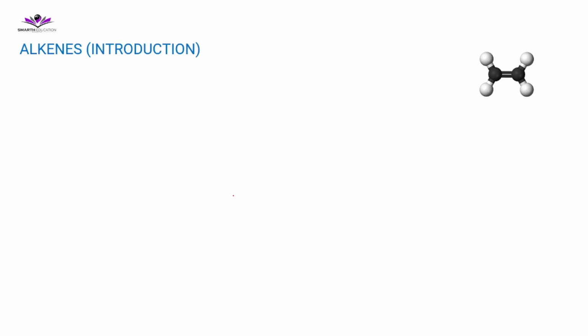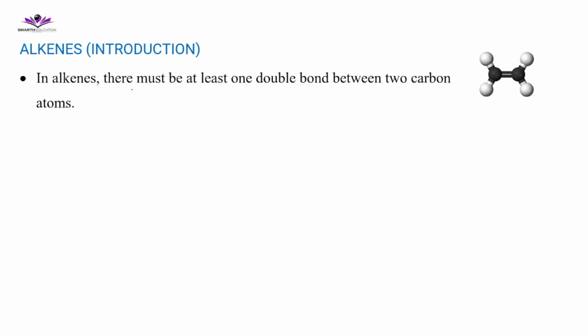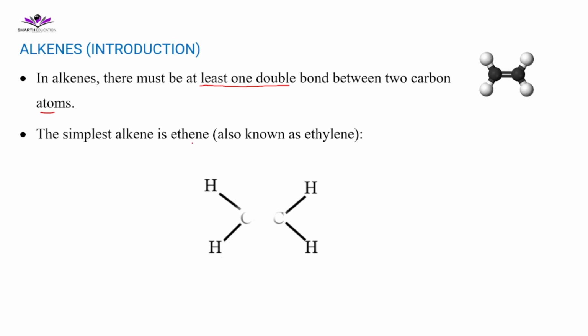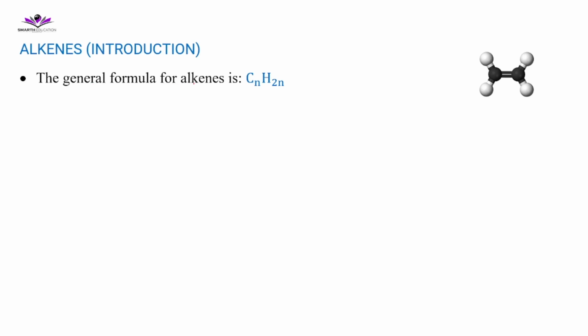Welcome back. Let's discuss alkenes. In alkenes, there must be at least one double bond. It means you can have one double bond or more than one double bond between two carbon atoms. The simplest alkene is ethene, which is also referred to as ethylene. That's the simplest alkene that you can have, meaning that the first alkene will have two carbon atoms. The general formula for alkenes is CnH2n.